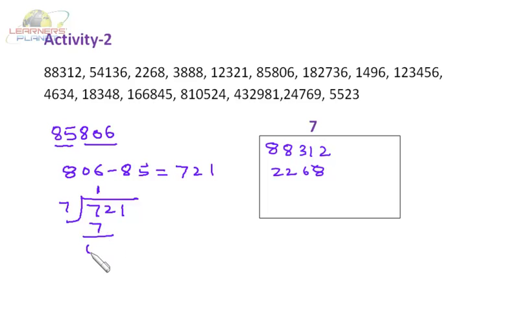Seven 1 is 7, 0, 2, put a 0 over here, then take 1, 7 threes are 21. So we are getting remainder as 0. That means 721 is multiple of 7. That means the complete number is multiple of 7. So I just write it over here.